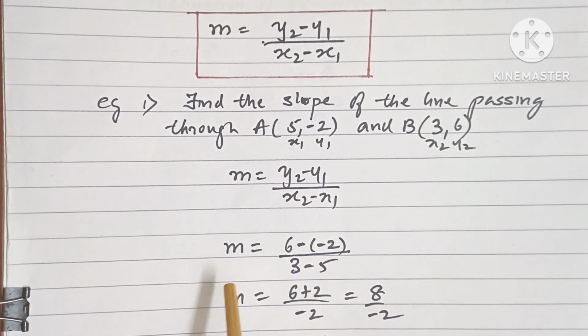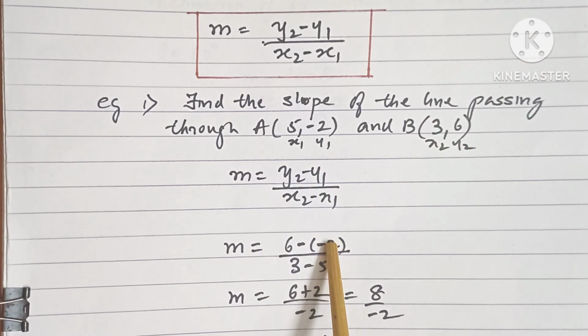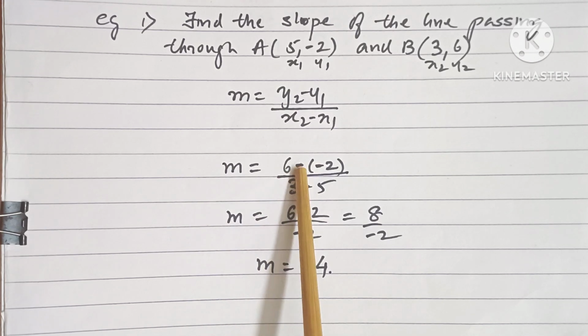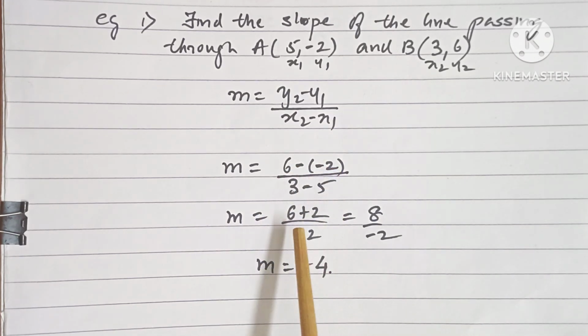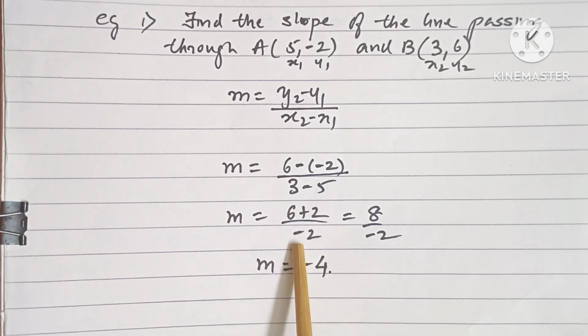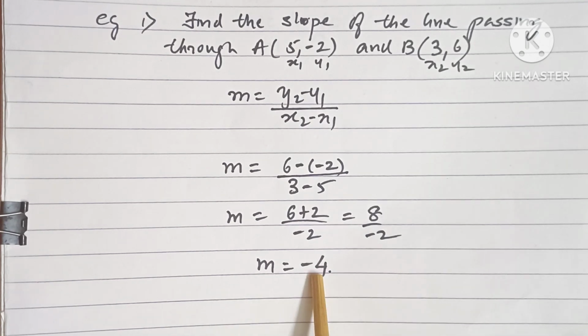So let us substitute the values. m is equal to 6 minus of minus 2 upon 3 minus 5. So m will be equal to 6 minus of minus, that would be plus 2, that would be 6 plus 2 upon 3 minus 5 is minus 2. So that will be equal to 8 upon minus 2. That is equal to minus 4. Therefore, the slope of the line m is equal to minus 4.